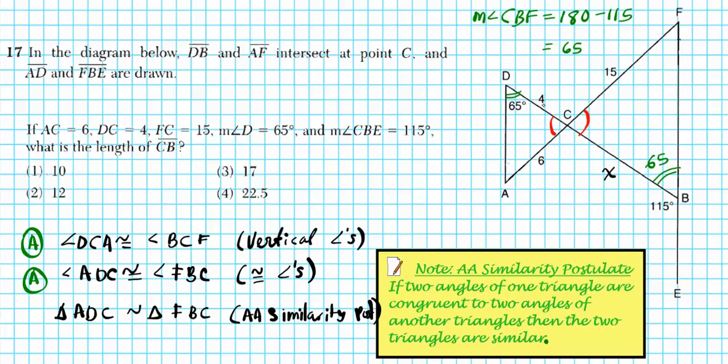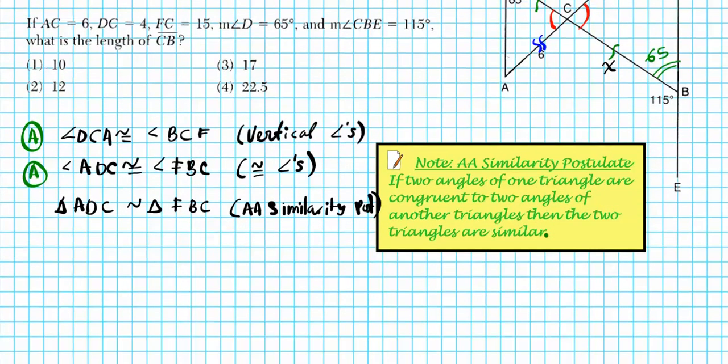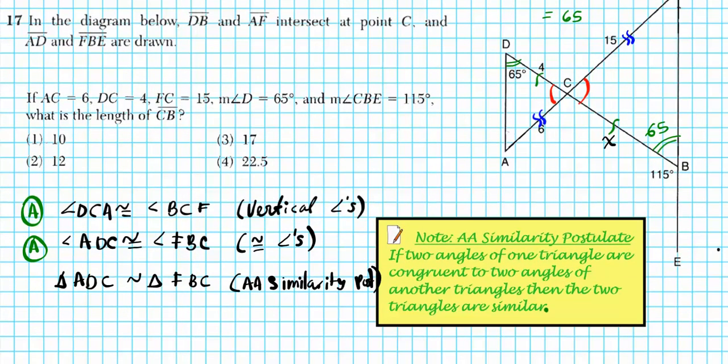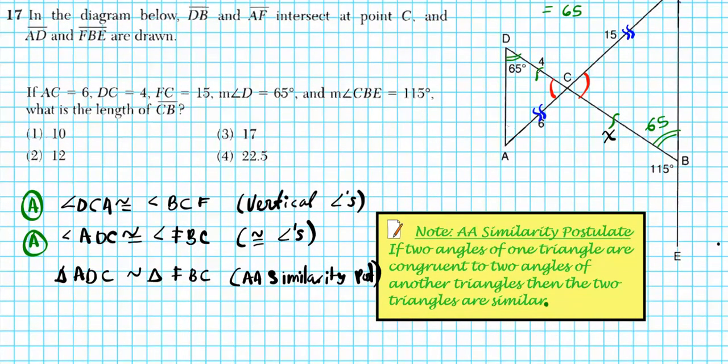So DC corresponds to BC, and AC corresponds to FC. Okay, so let's set up our statement of proportionality. So we're going to say, well, let's write it down first. So DC over FC.